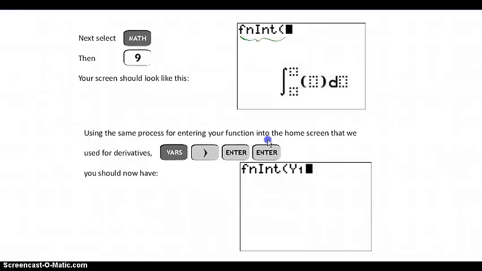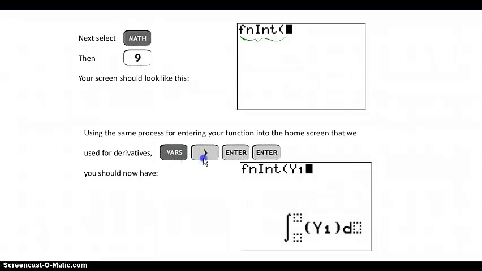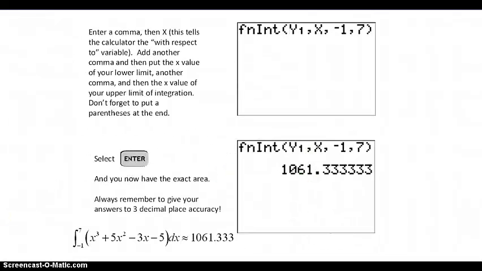So this is what your screen should look like. So using the same process for entering your function into the home screen that we did for derivatives, find your vars button, hit your right arrow button once, and then hit enter twice, and that should enter y1 after that open parentheses in your calculator. So make sure that your home screen looks like this, and then you can move forward with us.